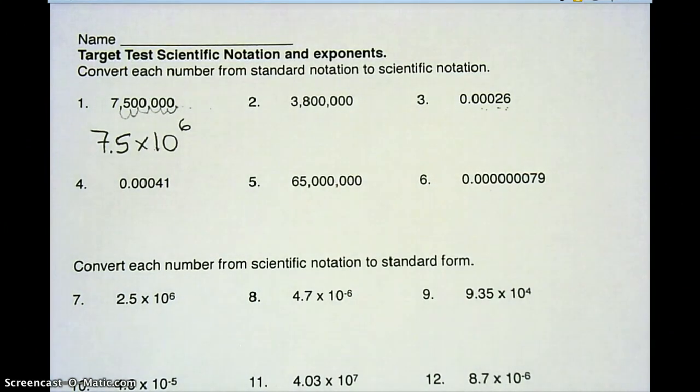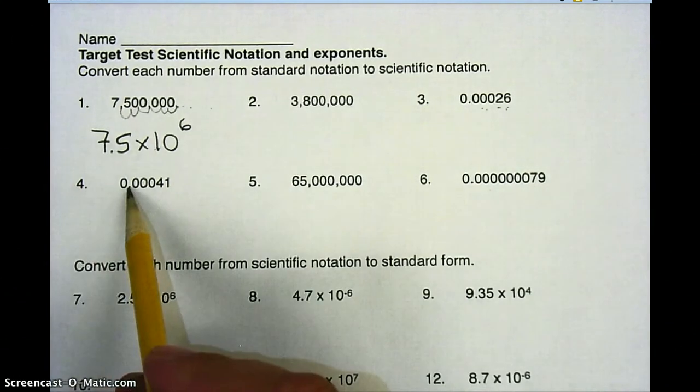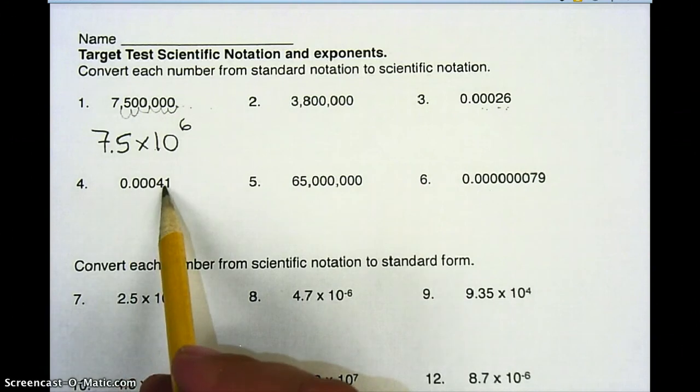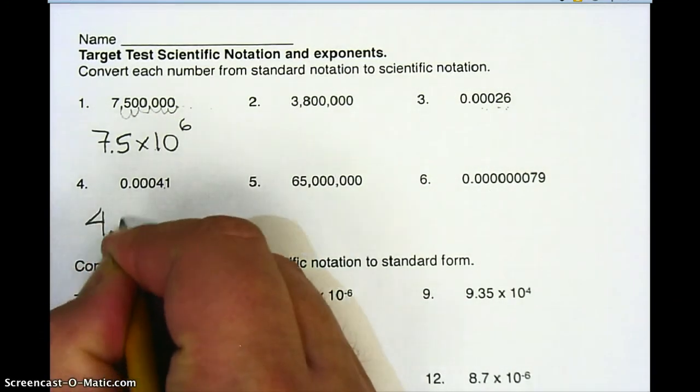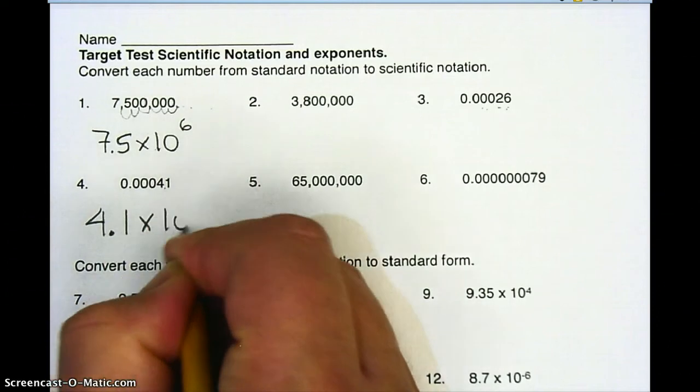Let's try another one down here. We're going to try number 4 and do that one. So I start by moving my decimal point so there's one non-zero number to the left of the decimal point. So I've got to move it between the 4 and the 1. So I'll write that down. 4.1 times 10 to some power.